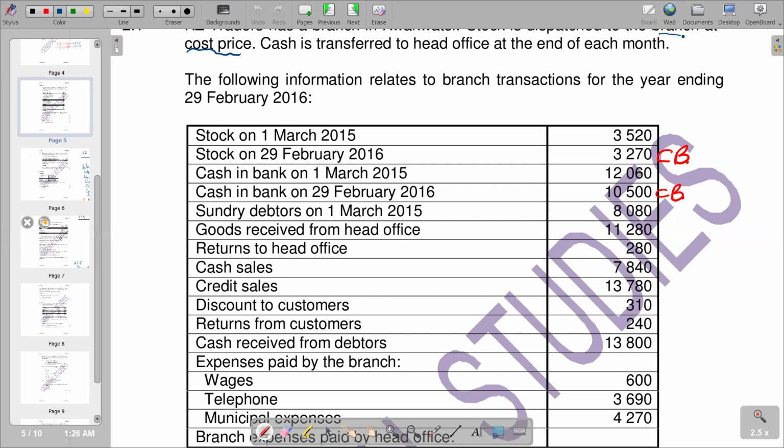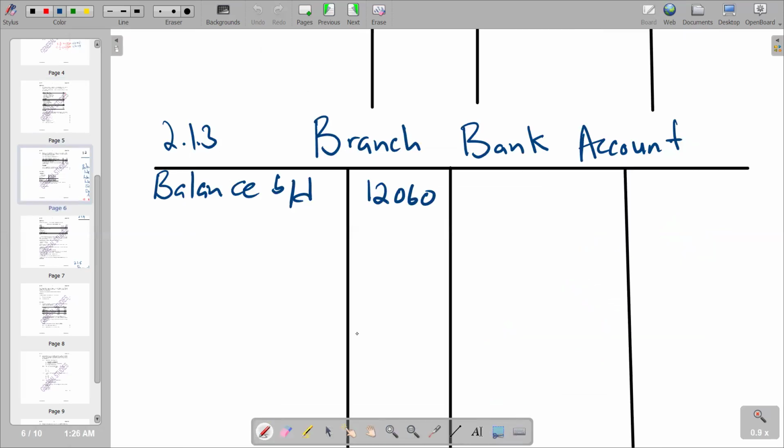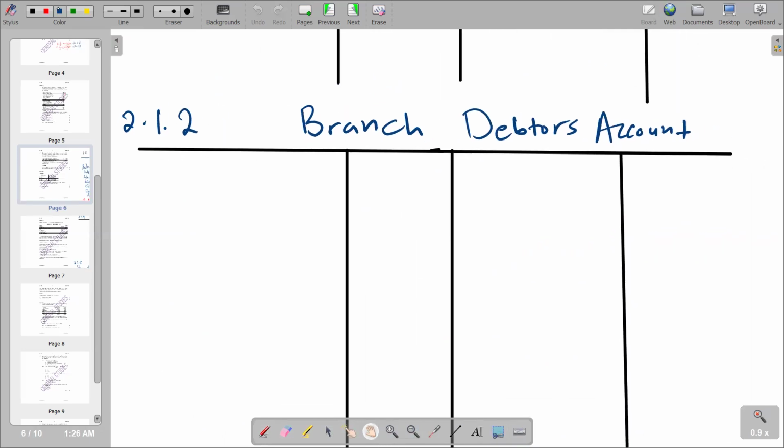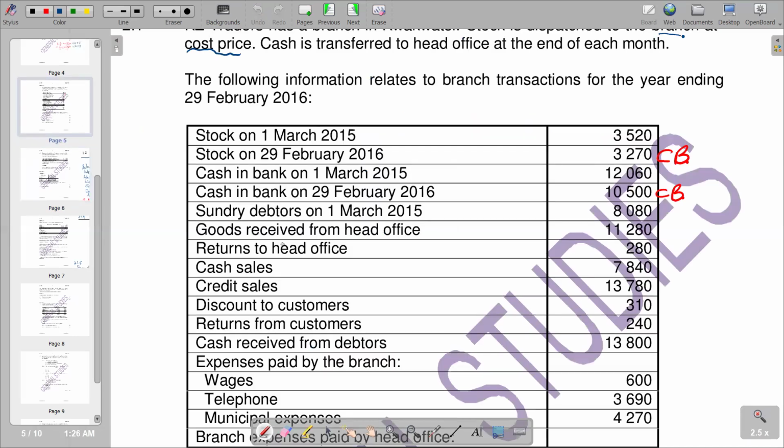So we look for the branch debtors account. If you come here, you see that we have the branch debtors account here. We can show our balance brought forward, the normal debit balance, of 8,080.